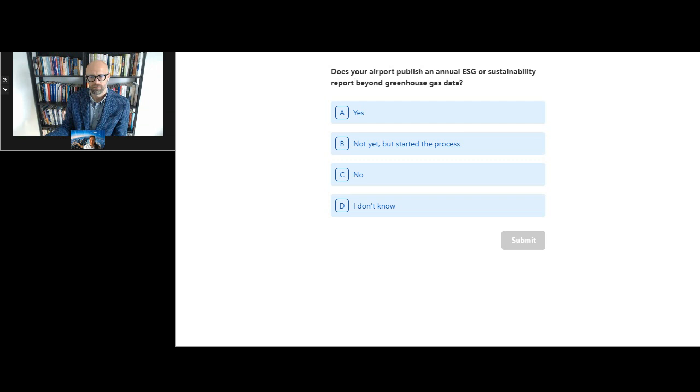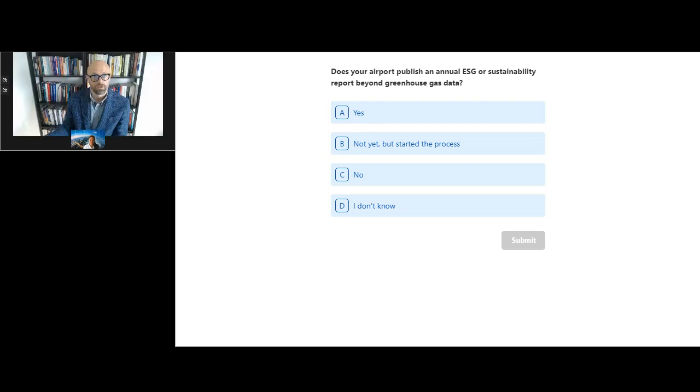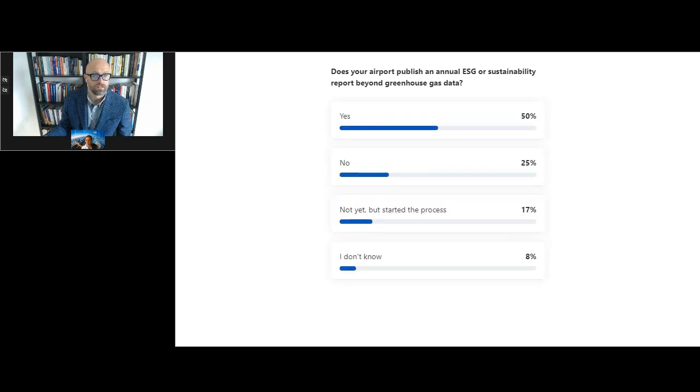Give it about 10 more seconds. And I think we certainly didn't mention the drivers for greenhouse gas, but some of those same drivers apply to broader ESG and sustainability issues. So the answers you gave earlier in the presentation may also be relevant. And I'll go ahead and show the results. So we got yes, and a significant portion also saying started the process, no, and I don't know. So a good split, but about 66, 67% are yes or starting.